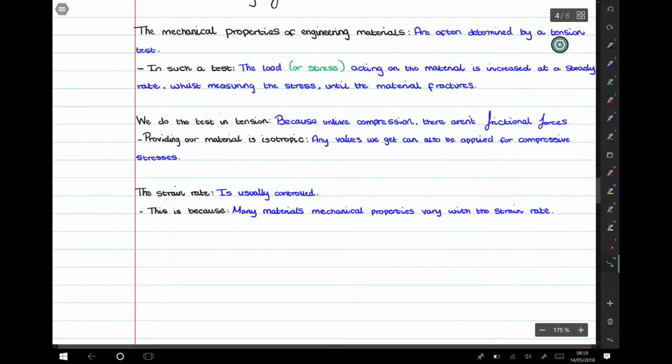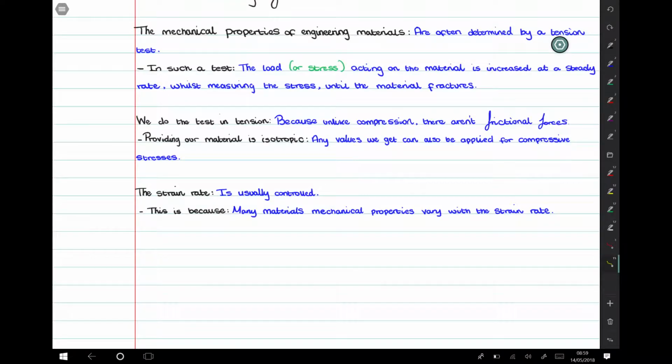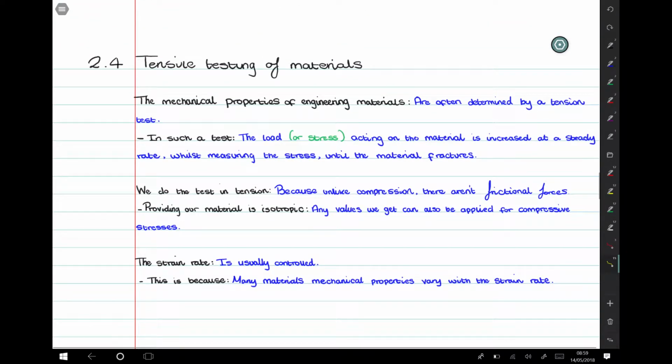The strain rate is usually controlled, and this is simply because many materials' mechanical properties vary with the strain rate. So obviously we want to understand the material's properties, so that means we want to carefully consider our strain rate. So that's just briefing you over the tensile testing of materials.